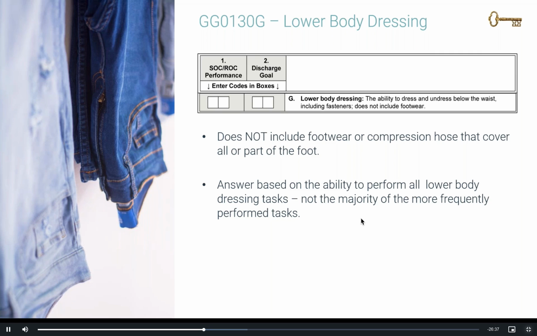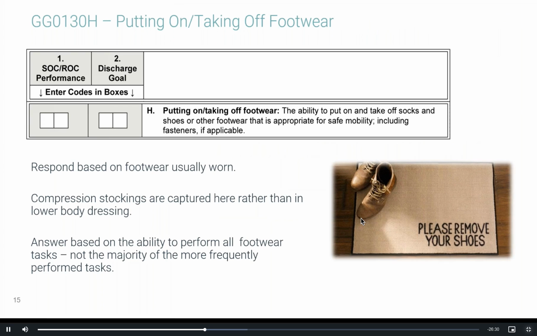And again, we're going to answer based on that ability to perform all of those lower body dressing tasks and not the majority. So then finally, in our matchup of our dressing here, we have GG0130H, which is the putting on and taking off of footwear. So they're going to have you looking at all of the footwear and how much help do they need for all of that. And we're going to remember to put our compression stockings here. And we're talking about the footwear that a patient usually wears.